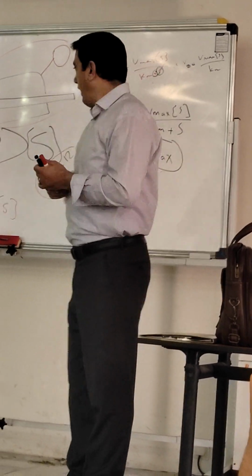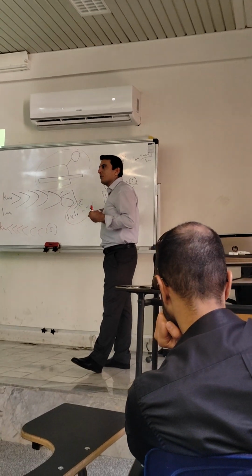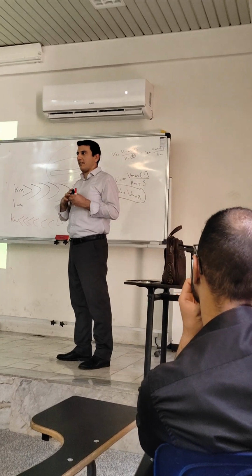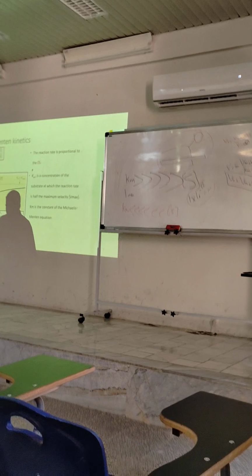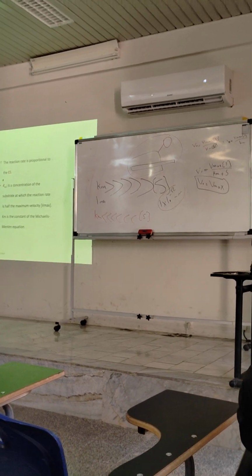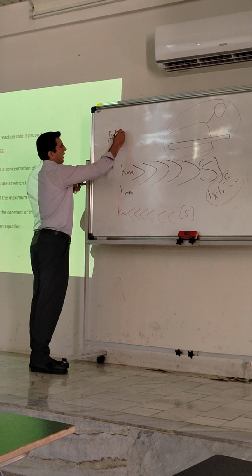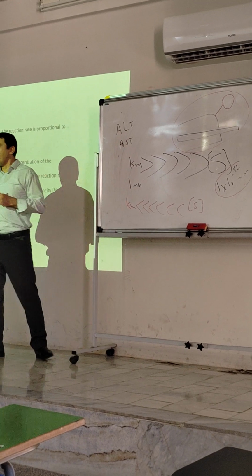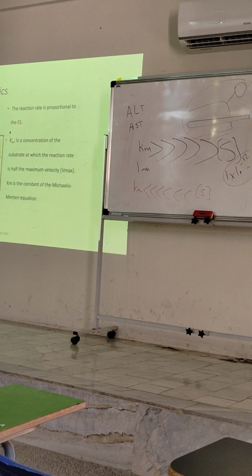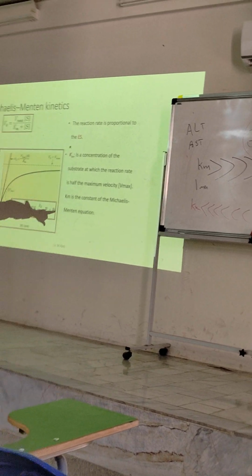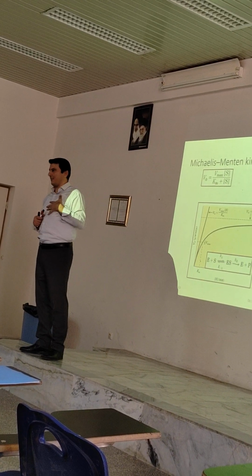This is very important because we use this formula in clinical laboratories. We have too many enzymes in our body that can be applied for diagnosis of diseases. For example, we have ALT and AST in our liver. We use this simple formula to find the level of enzyme in our body, in our blood.